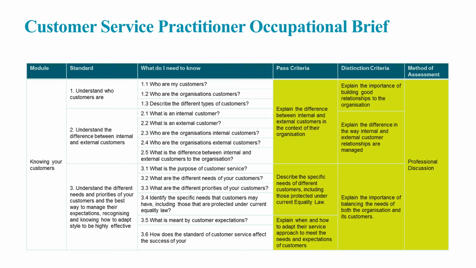Just something I wanted to flag here, specifically in the difference between SACE and the new standard, is that when looking at what do I need to know, it's very much centric around the apprentice. So: who are my customers, who are the organisation's customers, and describe the different types of customers. It's asking about how customer service applies to the apprentice's organisation, so it's reinforcing that employer context.